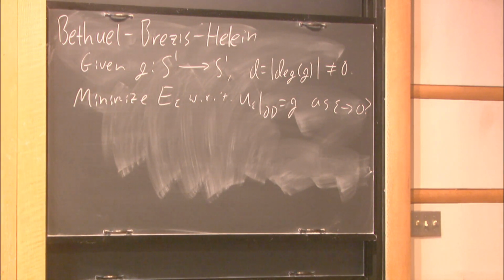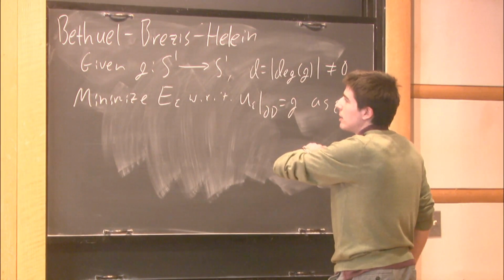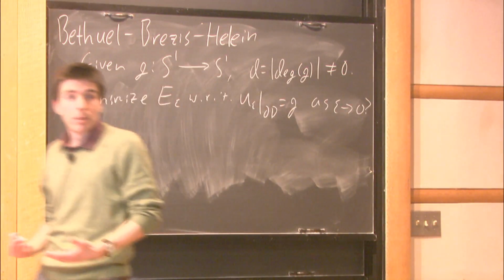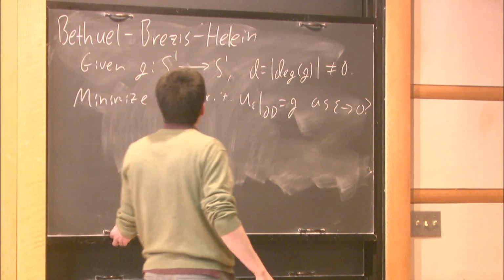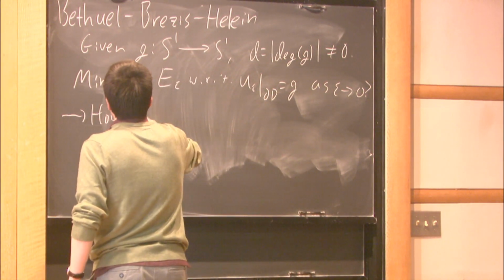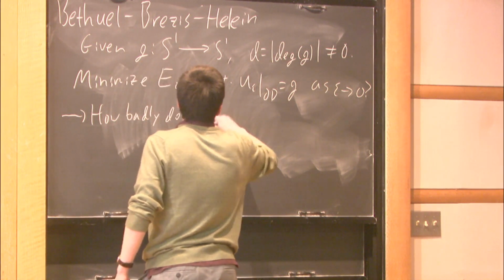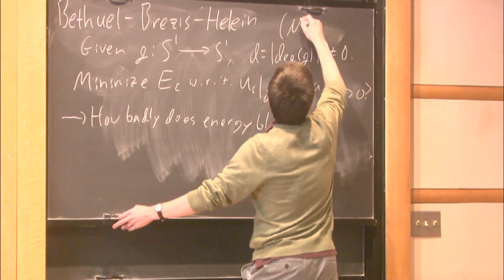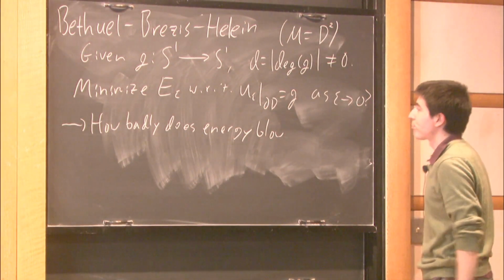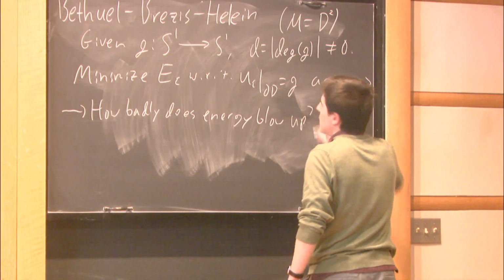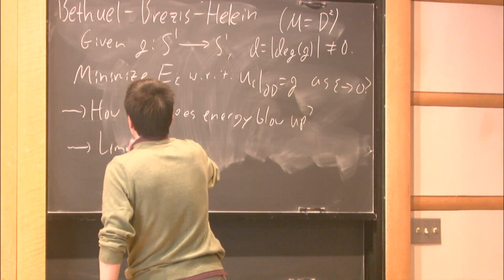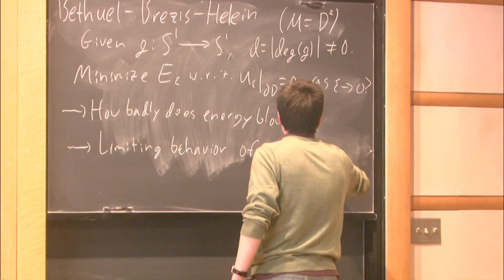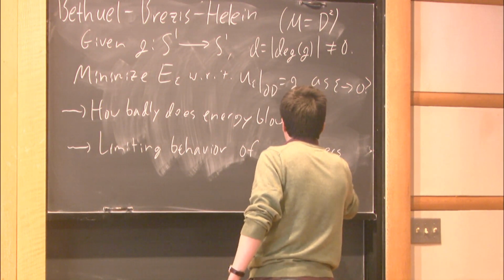So what do we know? Well, we know that since we have non-zero degree, certainly we won't expect an honest harmonic map in the limit, right? We're going to have singularities. And those singularities are going to force some amount of energy blow up. OK? So the question then is, how badly does energy blow up? Yes, that's right. So now we're working on just the disk. Thank you. OK, so how badly does energy blow up? And can we actually say something meaningful about the limiting behavior of the minimizers?